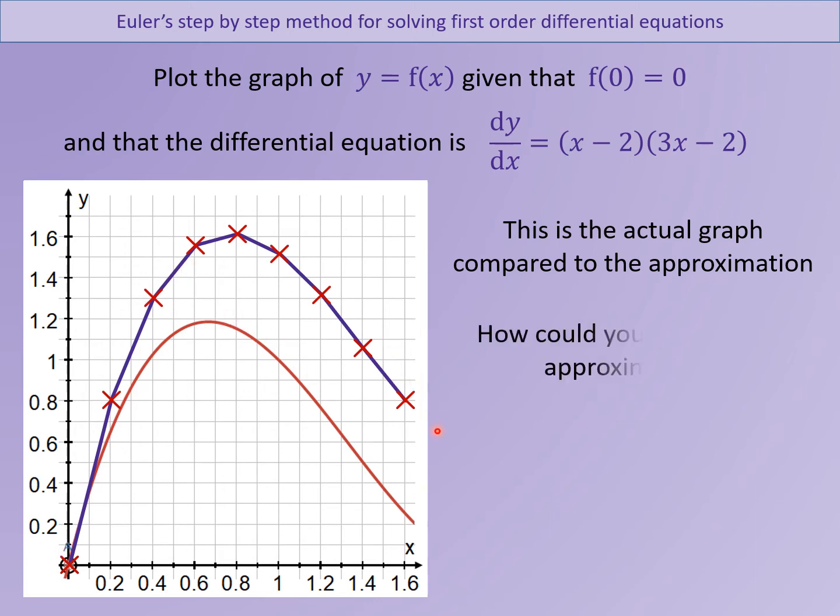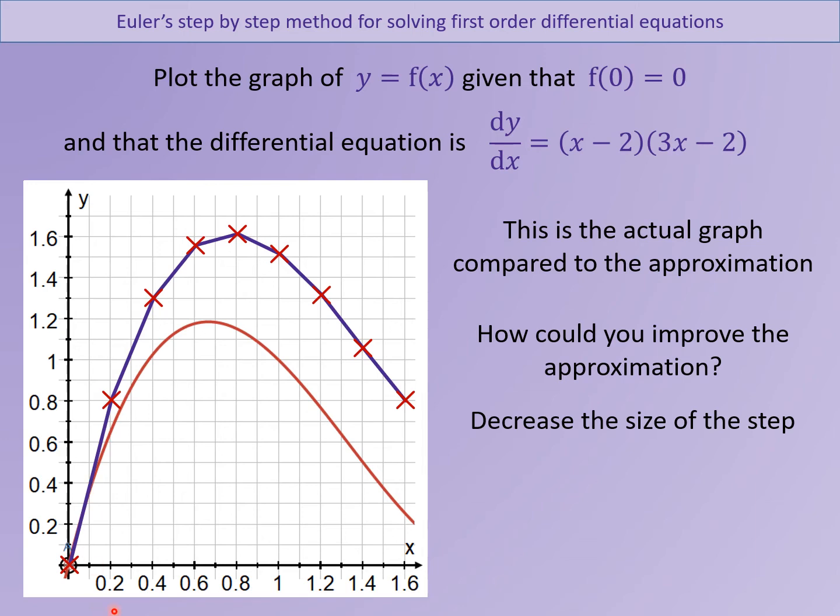Okay, right, so the question is how could I improve that approximation? If I wanted to get closer to this curve just here, what could I do to improve it? Okay, so just pause until you've got the answer. Right, if you said decreasing the size of the step, so instead of going from 0.2, 0.2, 0.2, going to say 0.1, then you'll be right. Decreasing the size of the step does improve the approximation of the curve.